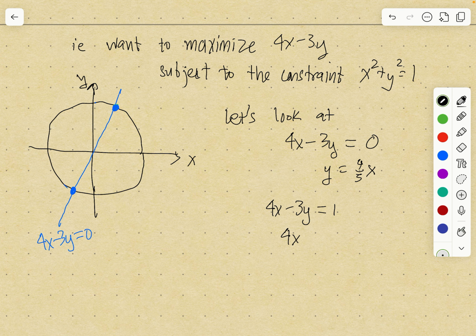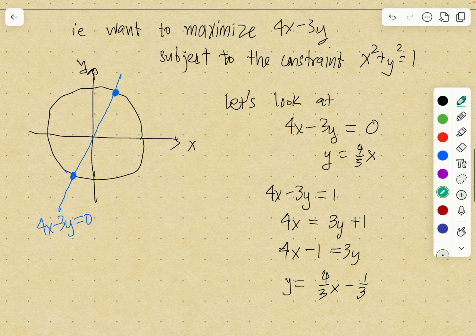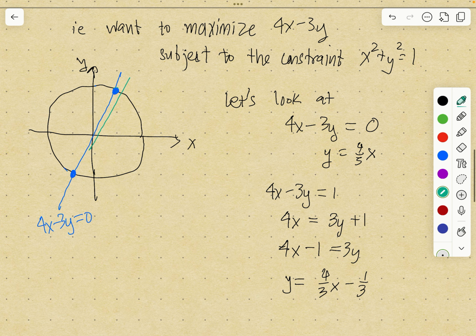Well, that would be 4x is 3y plus 1, and then subtract 1, 4x minus 1 equals 3y, and then divide both sides by 3, you get y equals 4/3 x minus 1/3. So if you look at 4/3 x minus 1/3, that's here. Okay, well, this is not a very good picture, but it's just a line that's 1/3 below the blue line, so something like this. Right? This is going to be 4x minus 3y equals 1.